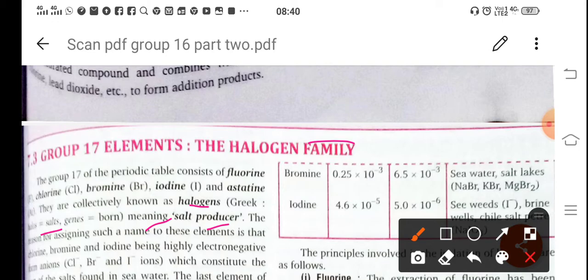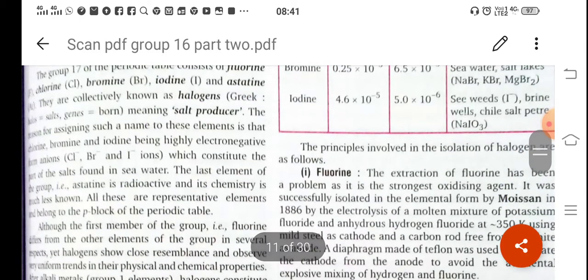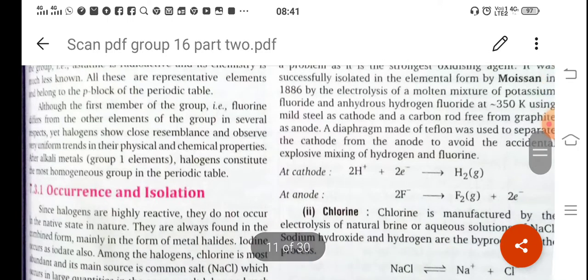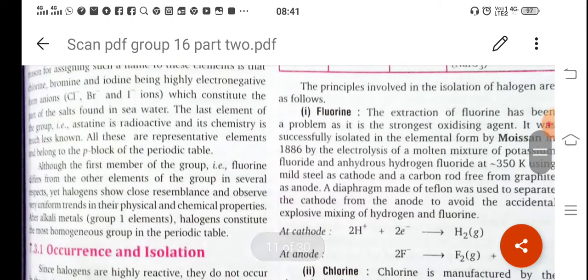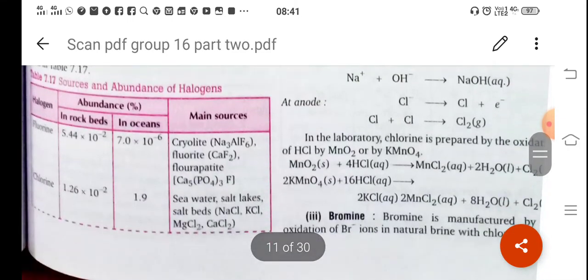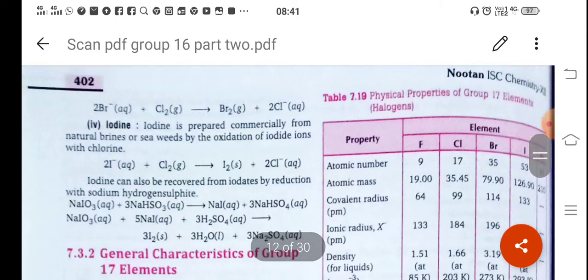Fluorine, chlorine, bromine, iodine, and astatine are the elements of group 17. All these elements occur in sea salts in the combined state, and fluorine and chlorine can be formed in the laboratory in their diatomic form. So in this manner these elements can be prepared.